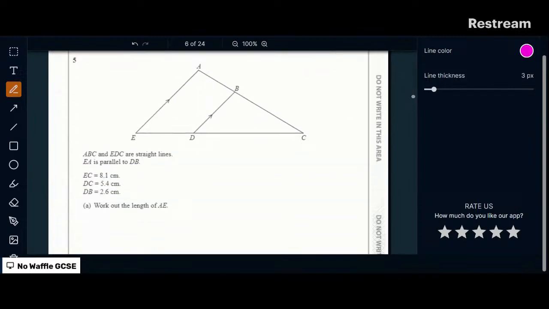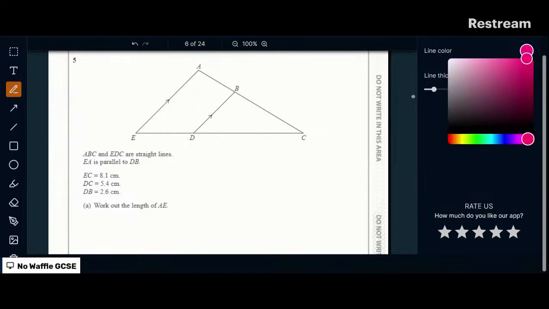Let's now move on to question 5. So we've got ABC and EDC are straight lines.